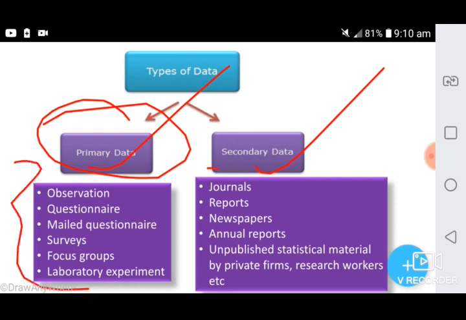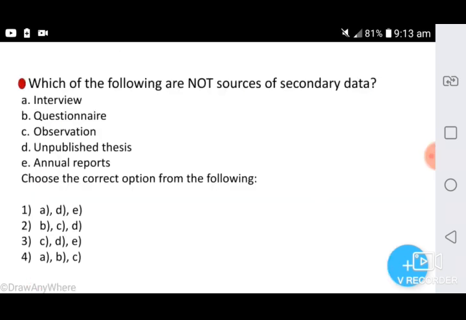Then secondary data: these data have already been collected by others. It is second-hand information. It may be available in published or unpublished form. Secondary data include journals, reports, newspapers, annual reports, then unpublished statistical material by private firms or research workers. The question focused on which of the following are not the source of secondary data.